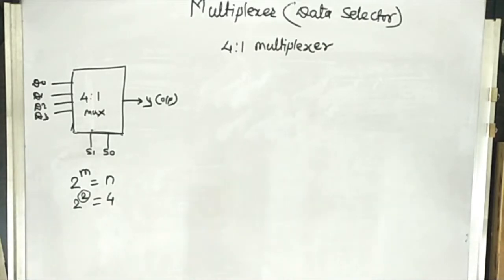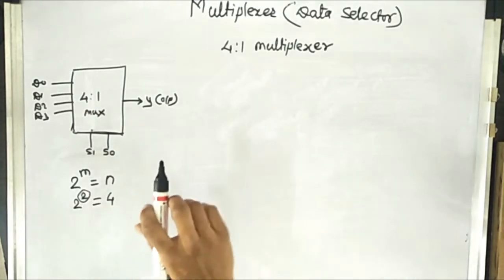Here we have not included the strobe input or enable input to reduce the complexity. And we know that the strobe input or enable input must be 1 to select this mux chip. So keep in mind that the enable input must be 1.